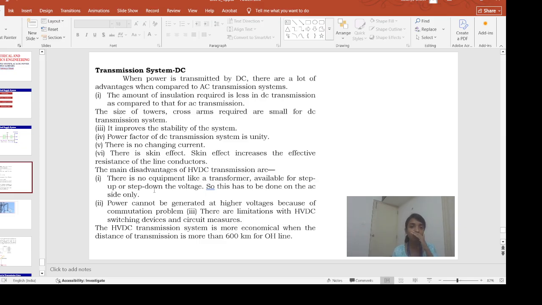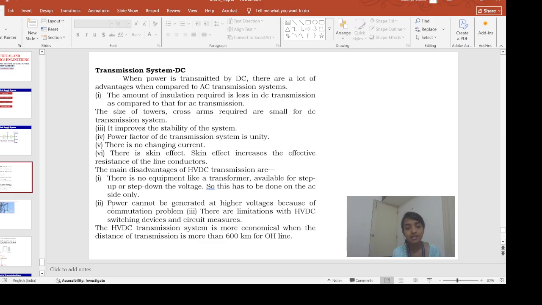But in case of a DC system, if you give a DC supply at the primary of the transformer, it will create a steady magnetic field at the primary winding. So in that case, no EMF will get induced in the secondary. That is why we use the AC supply at the input of the transformer.